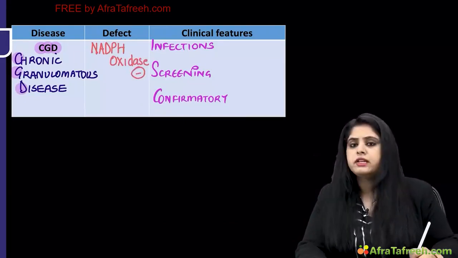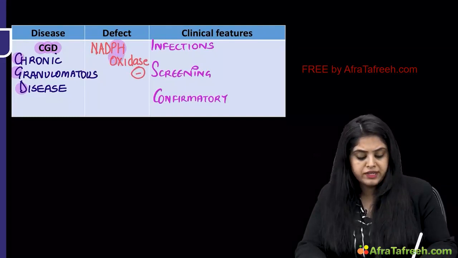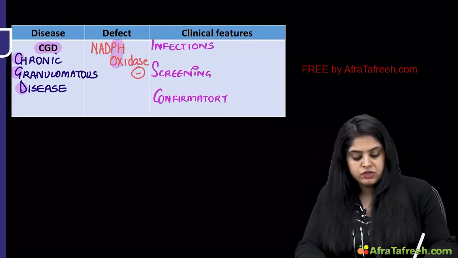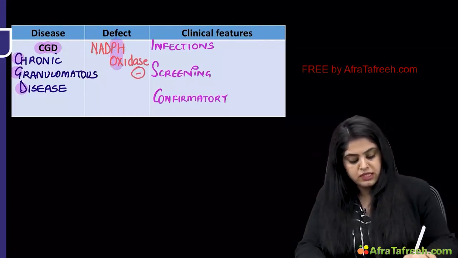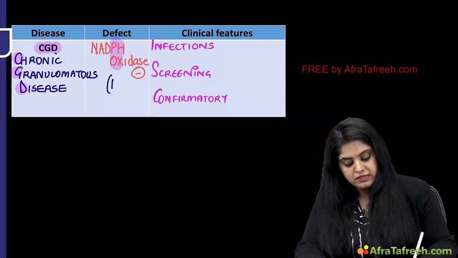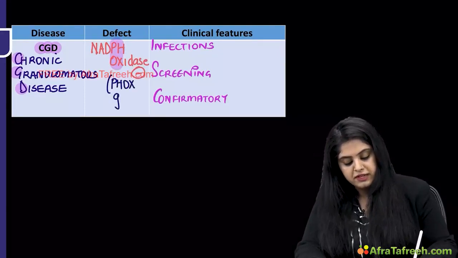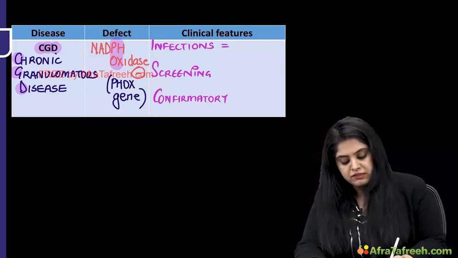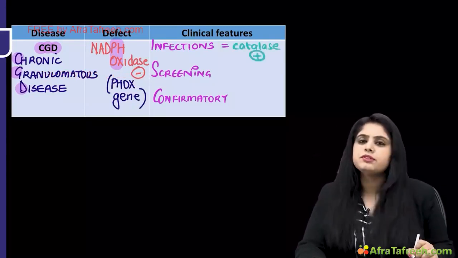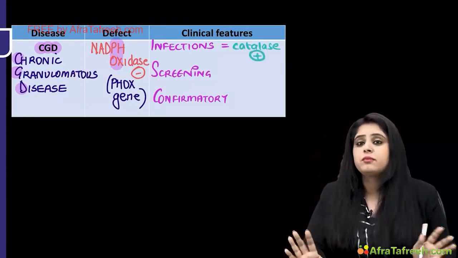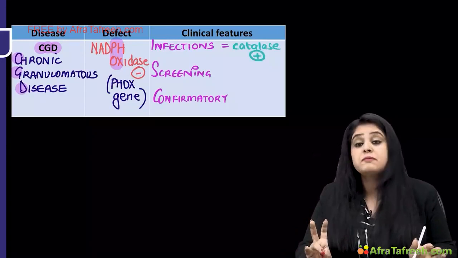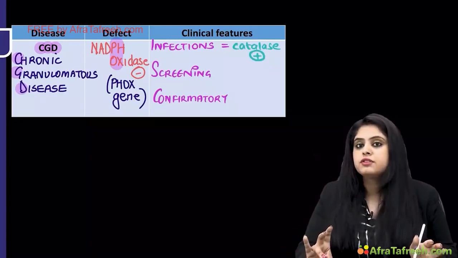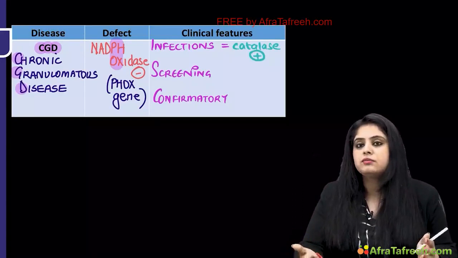What did I tell you for NADPH oxidase? pH and OX. You had to pick up the pH and OX. So if they ask you what is the gene that is defective, the gene that is defective is the PHOX gene defect. And what kind of infections occur in these patients? They are usually suffering from catalase positive infections. Name some catalase positive organism. Staph aureus comes to your mind first. Okay, Staph aureus. Name one fungus. Candida comes to your mind. So the infections are of catalase positive organisms.